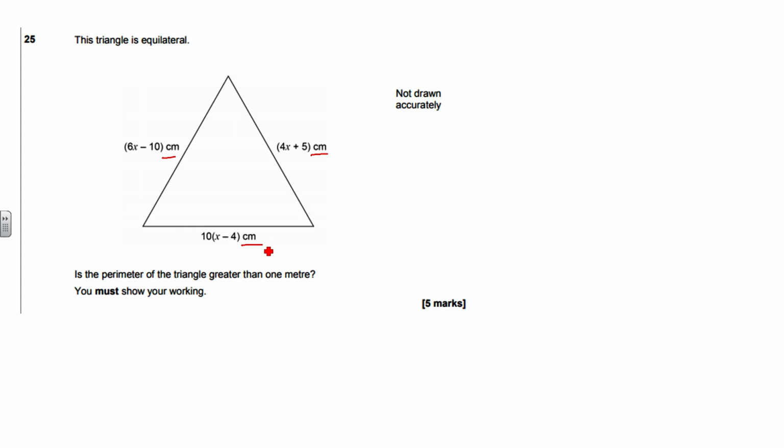So in order to do this, I need to work out what x is. Well, how do I work out what x is? Well, I know that because this is equilateral, all three of these sides are the same length. That tells me that whatever the 6x minus 10 is, has to be worth the same as the 4x plus 5. So what we've got here is an equation with an unknown on both sides. I've chosen to do the 6x minus 10 equal to the 4x plus 5 rather than the one on the bottom, because the one on the bottom has a bracket in it, which means it takes more work.